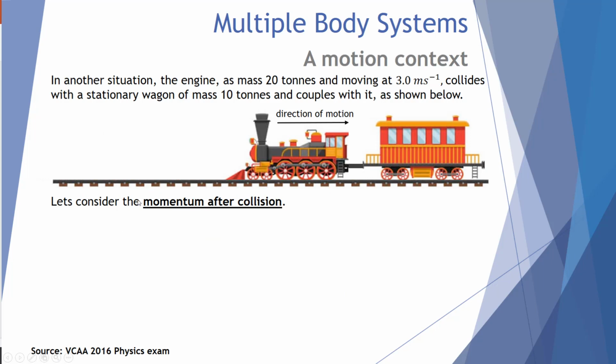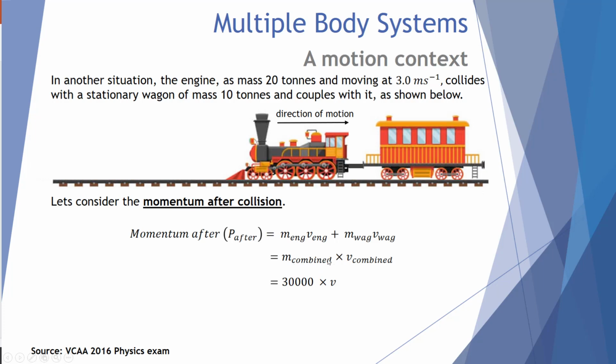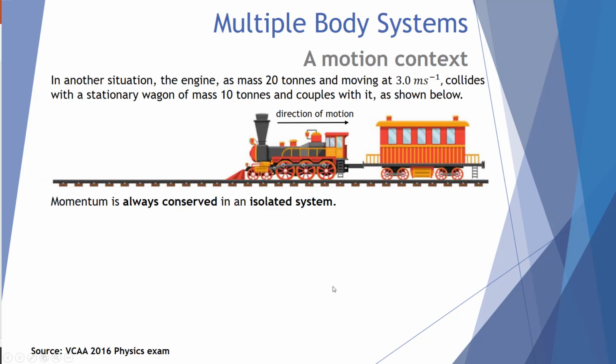Now, once they couple together, let's look at the momentum after. The momentum after is the mass of the engine and its final velocity v, plus the mass of the wagon multiplied by its final velocity v. However, because they're coupled, it's easier to consider the combined mass multiplied by the combined velocity, because when they're moving coupled, they're moving exactly the same speed. So this is an easier way to do it when we have a combined or a coupled system. So the combined mass is 20 ton plus 10 ton, which gives us 30,000 kilograms, multiplied by a combined velocity.